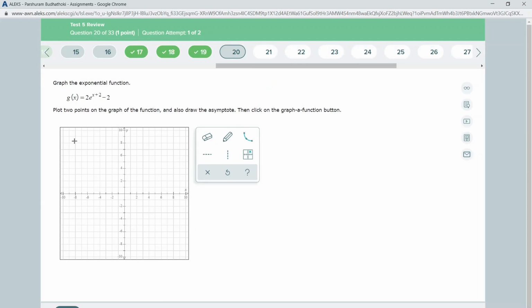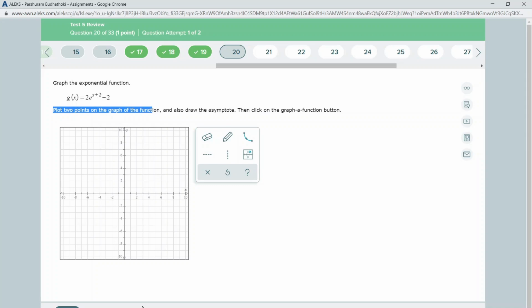Okay, this is the same idea. You are taking e to the power x, shifting 2 units to the left, and then vertically stretching, and then subtracting 2. That means vertical shift down. You need to find the points, plot 2 points on the graph of the function, and you also have to draw the asymptotes. So this is an exponential function e to the power x. So you can find 2 points on this.